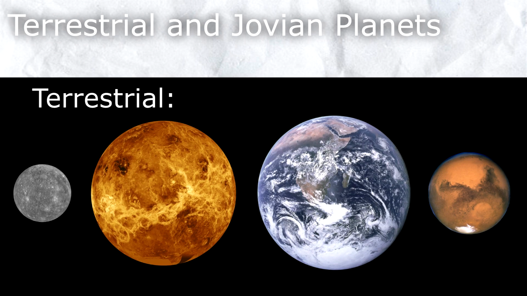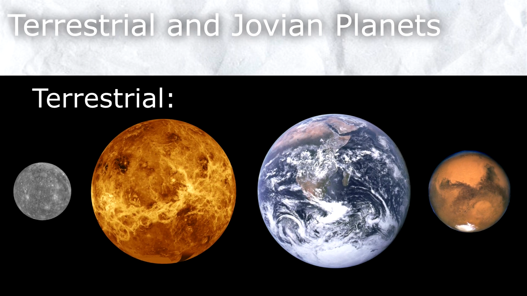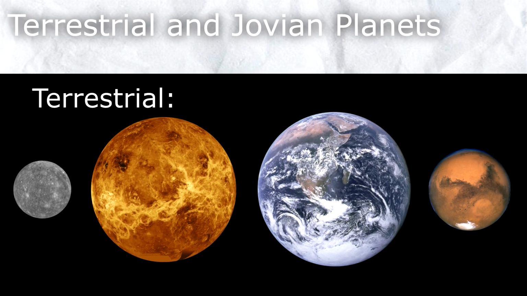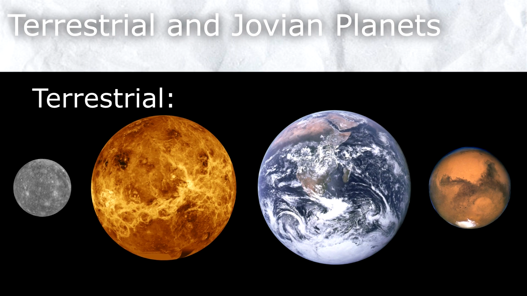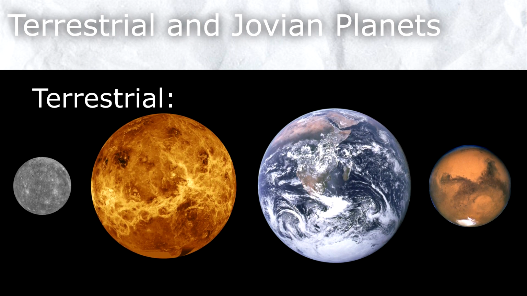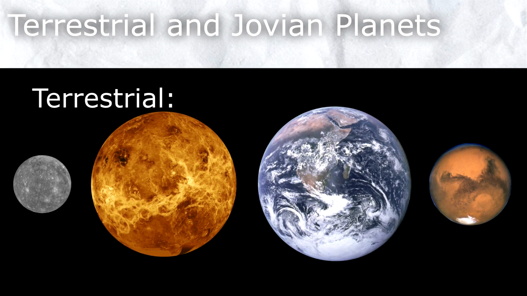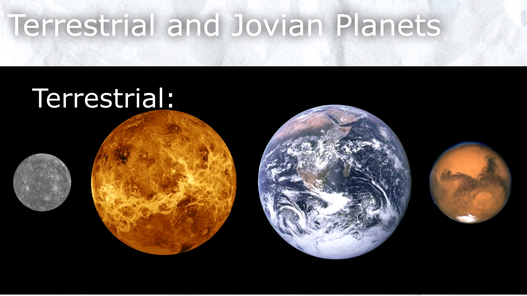Next are the terrestrial and Jovian planets. The terrestrial are the 4 inner planets of our solar system, including Mercury, Venus, Earth, and Mars. They have a low density, and they are small, rocky, close to the sun, and they rotate slowly. They have weak magnetic fields, with few moons and no rings.